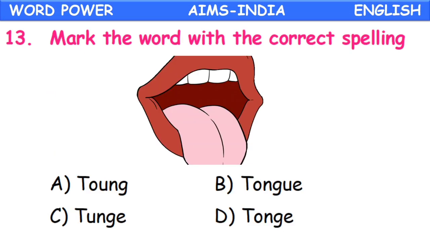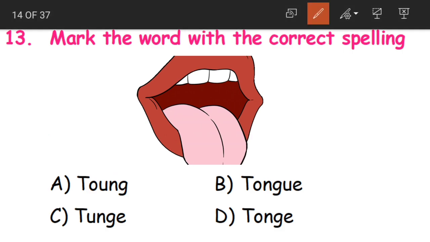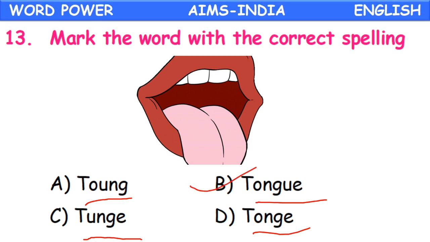Now, 13th one, mark the word with the correct spelling. See, again, you have four words here. So, you have to select the correct spelling word. Tong, tongue, tonge, tongue. So, which is correct, children? Yes, B, that is tongue. This is the correct spelling, T-O-N-G-U-E.